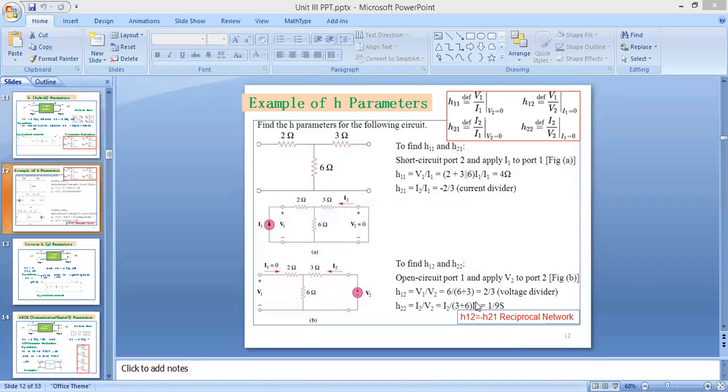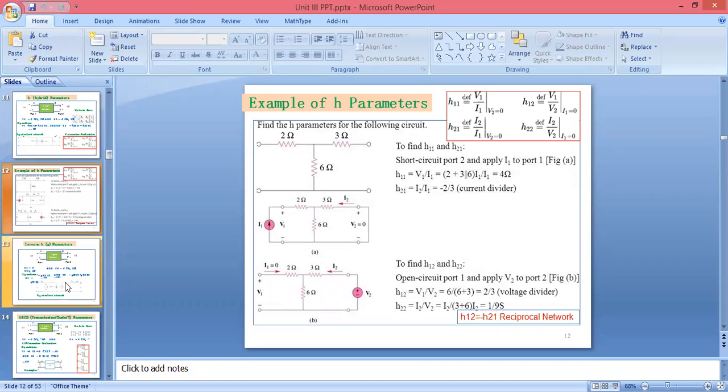So I2 will get cancelled and you will get 1 upon 3 plus 6. That will be 1 upon 9 ohm. You can give the unit for the H bar. Now we are supposed to see about the inverse hybrid parameter. That will be exactly opposite with the H parameter.